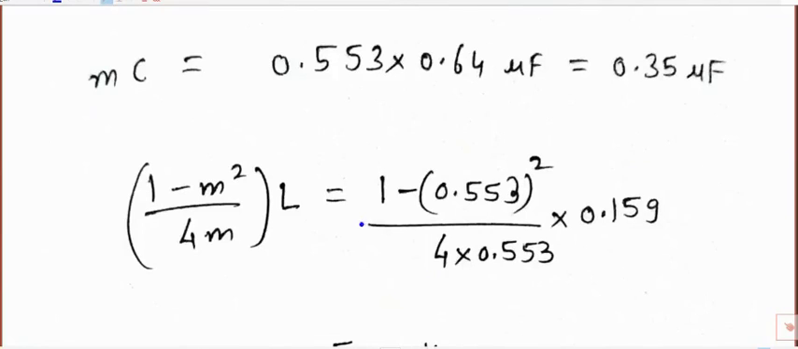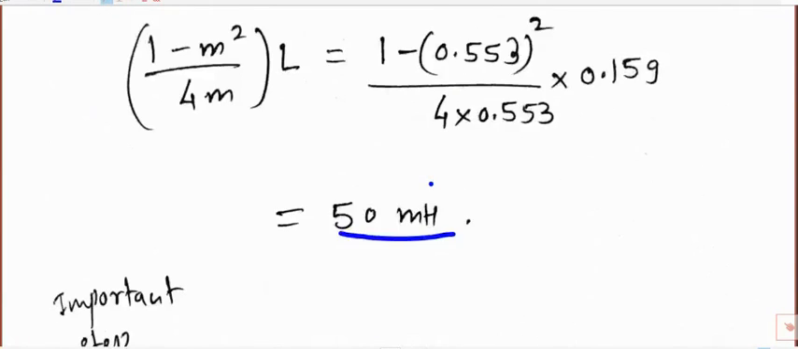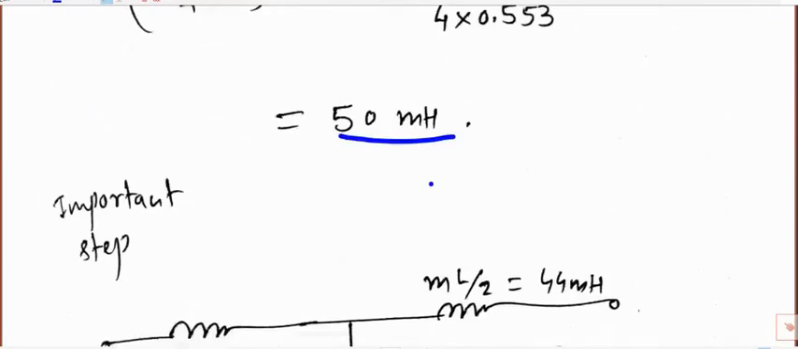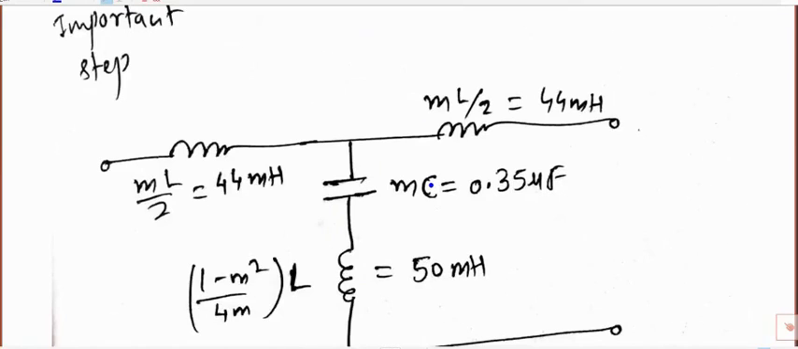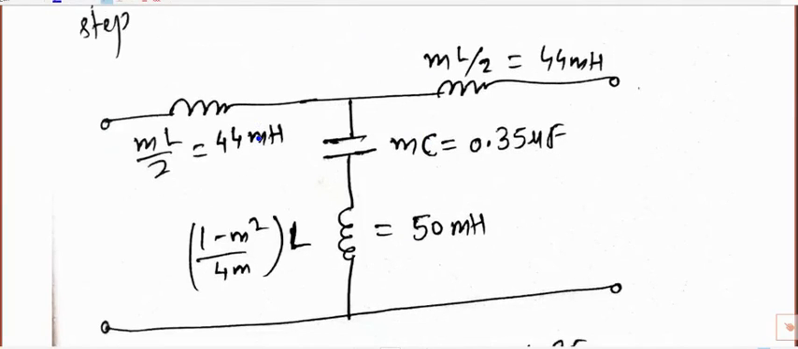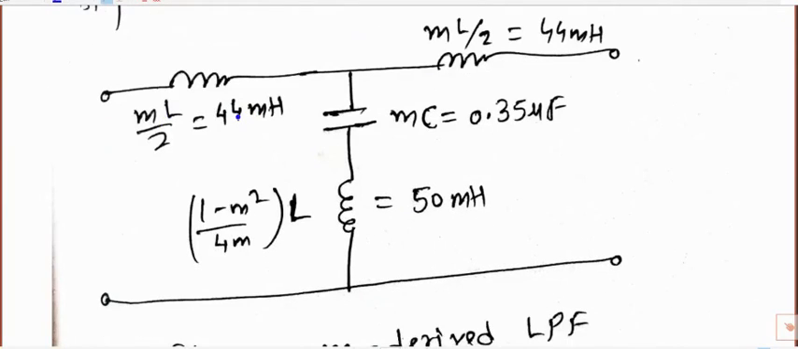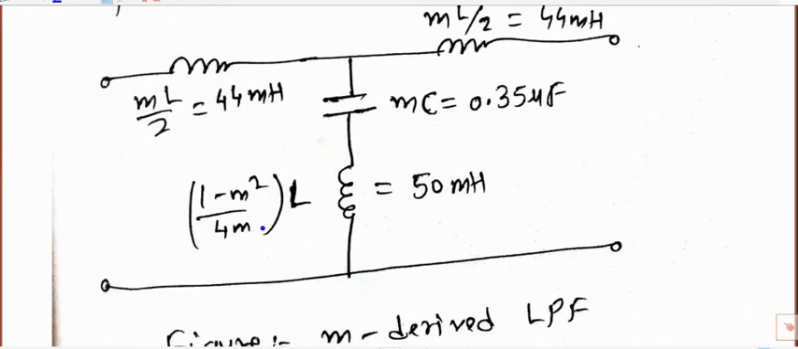Okay. Once we have all the components, we can follow the important step. That means the circuit diagram. Always, the meaning of designing is finding out component values, and the last and important step is to draw the circuit diagram. So ML by 2 is 44 millihenry, ML by 2 is 44 millihenry, MC is 0.05 microfarad, and (1 minus m square) divided by 4m into L is 50 millihenry. So this is all about the design of M-derived low pass filter.